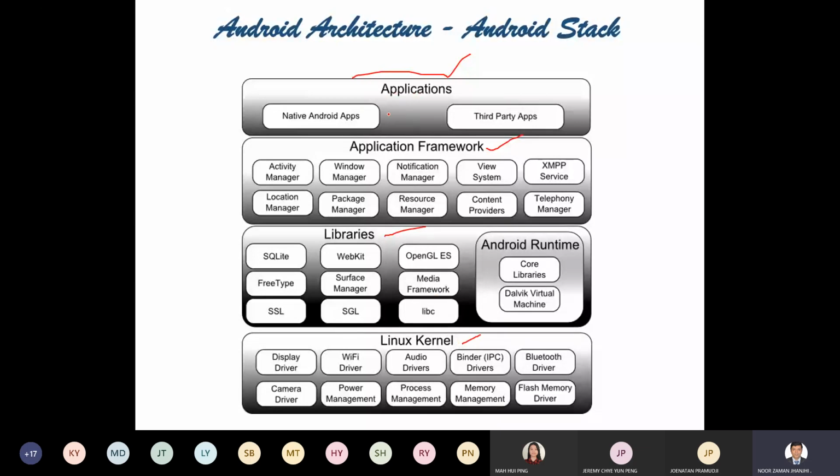The application layer holds the native Android apps and third-party apps. Native apps are those apps that come when you purchase your cell phone, the default apps which you cannot uninstall. Those applications are known as native apps. Third-party apps are those you can install after purchasing your cell phone, any kind of app.